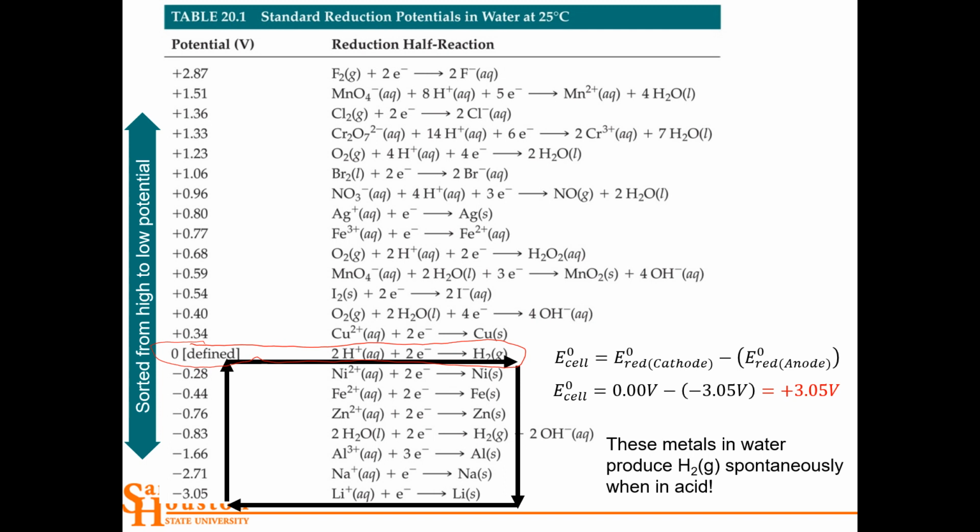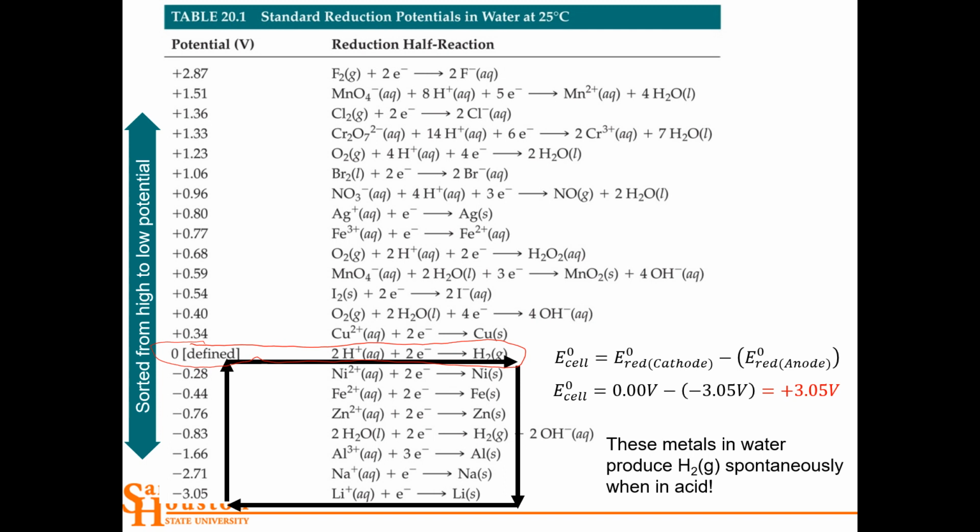And so the highest voltage on this is fluorine gas going to fluoride. Okay, you can reduce fluorine gas and make it fluoride. That's plus 2.87 volts, so very, very favorable reaction when compared to hydrogen. So if you put fluorine gas in with hydrogen gas, it's going to be very spontaneous. It's going to produce HF.